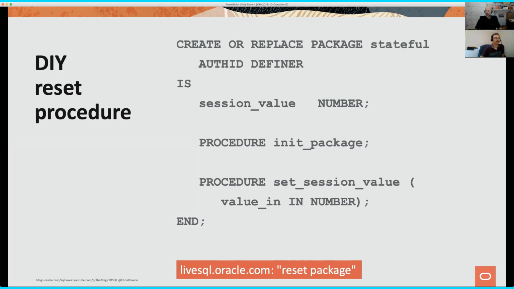Maybe it could be a nice idea to define a package as global and then make its state shareable across sessions, a little similar to the result cache. Maybe that would be a good idea.